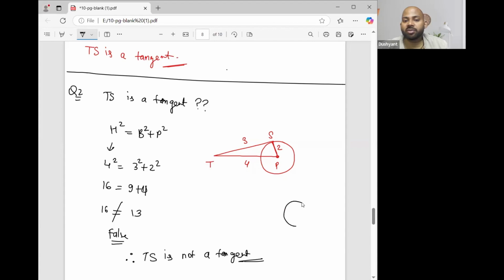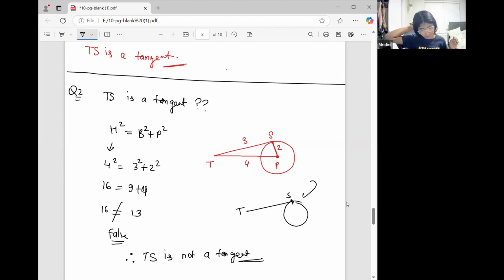Okay, if this is my circle and this is TS given, now again the same thing. Will this TS be your tangent? Yes, it can be. The answer will be yes. There should not be any doubt about whether it's going to be the Pythagoras theorem or not, because no measurement is given. If no measurement is given, we don't need to think about the Pythagoras theorem. We just need to check that it is intersecting at a single point or not.